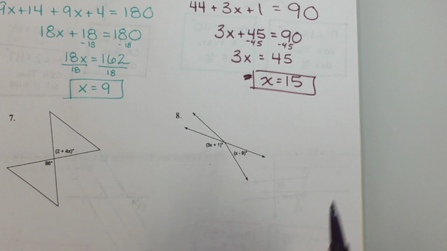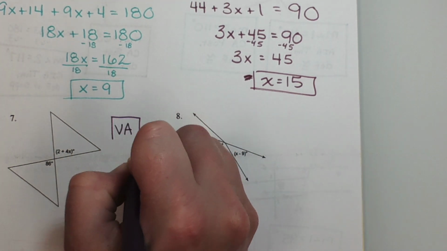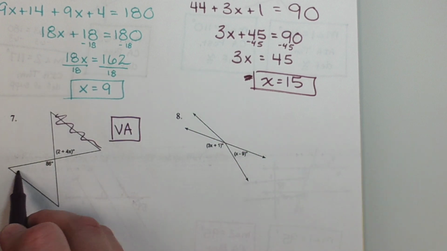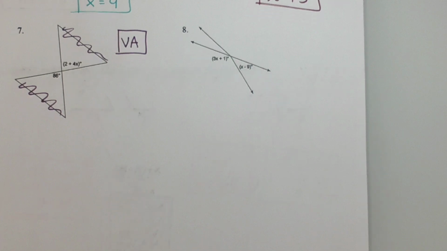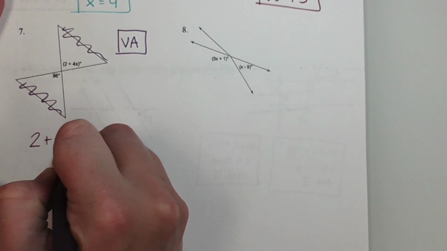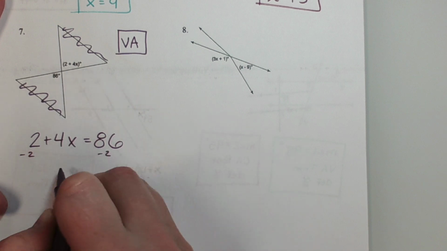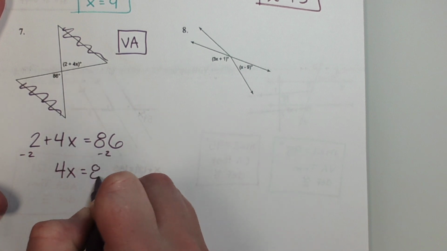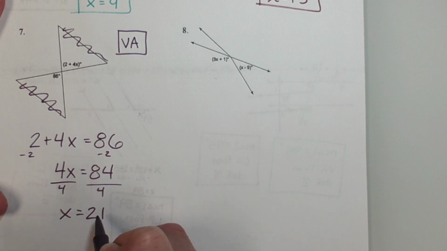Vertical angles, because they're across from one another on an X forming. This and this were there to throw you off. Vertical angles, congruent or supplementary? Congruent. 2 plus 4x equals 86. Minus the 2, 4x equals 84. Divide by 4, x is 21.